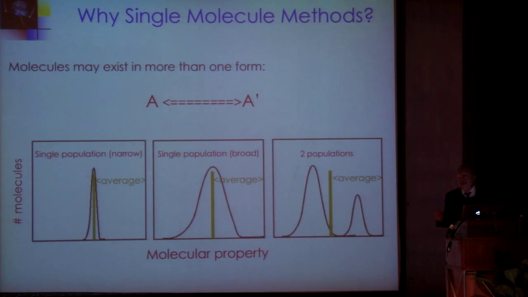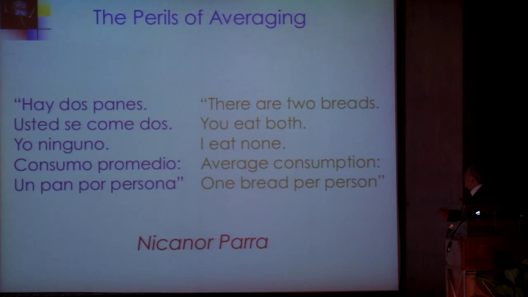And I found a little poem written by a Chilean poet, actually, some years ago. I have it here in English and Spanish. Nicanor Parra, who says, there are two breads, you eat both, I eat none, average consumption, 1 bread per person. So averaging can be very misleading, and the point that I'm going to try to make today is that averaging also in biophysics and in molecular biology and in biochemistry and even in cell biology is usually a bad idea.